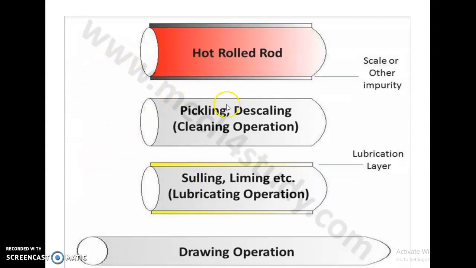So this is the working process. A hot rolled rod is produced by forging. Okay, so in that rod, scale and other impurities are removed. Pickling or descaling is the cleaning operation to remove the scale or other impurities. After that it goes to the lubricant process. Swilling, liming, etc. are some of the lubricating operations. After completing the lubricating operation, the drawing operation is performed.